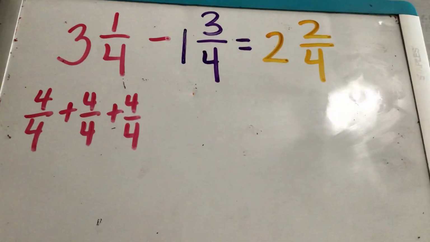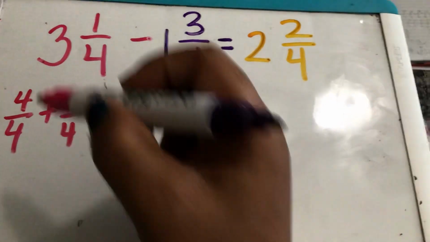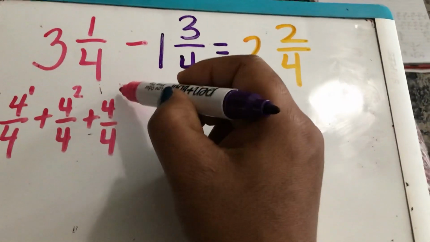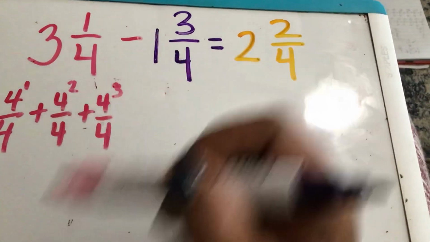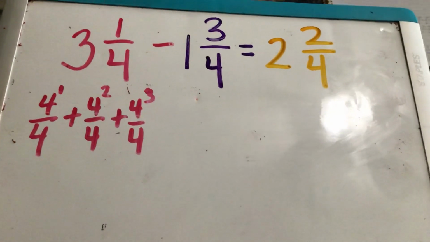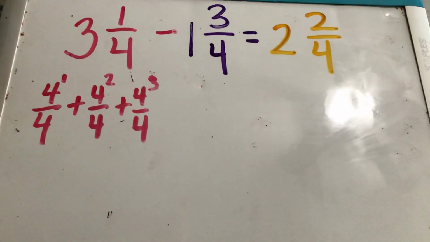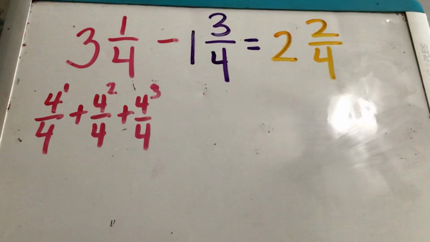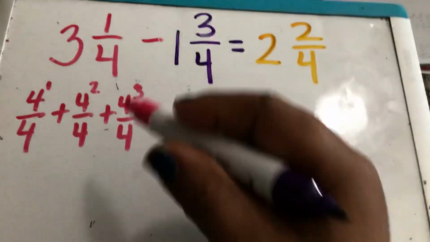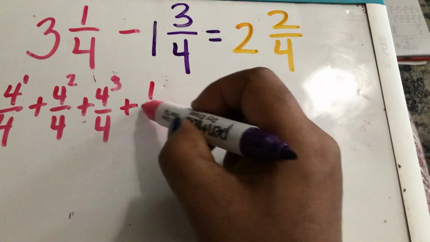Now, sometimes you may have to do 10 wholes. So you always want to do something to help you keep count, so that you have the right amount of wholes that you need, because one mistake in your math problem can cause you to end up with the wrong answer, okay? So we represented the 3 wholes, which is 4 out of 4 plus 4 out of 4 plus 4 out of 4. And then we'll add the 1/4.